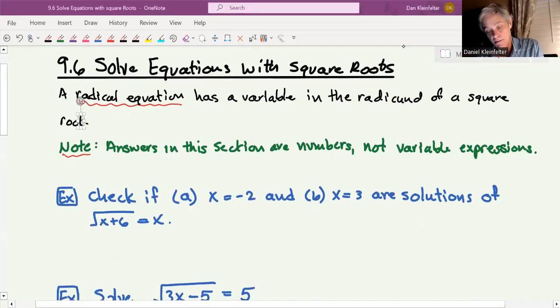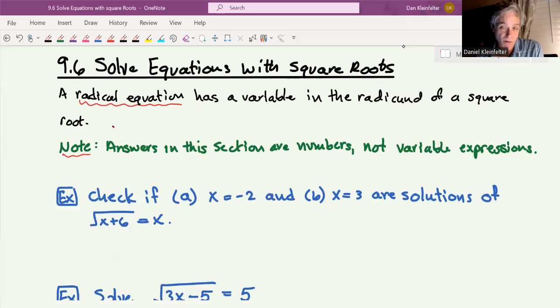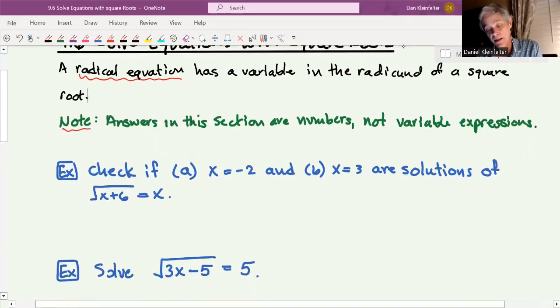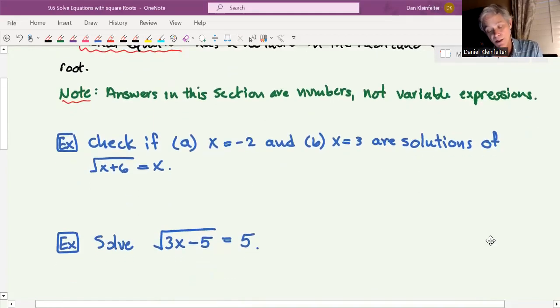Okay, so let's start. A radical equation, which is what we're working on, is an equation that has a variable in the radicand. And there are other kinds of roots, which we've mentioned before, cube roots and so on, but we don't deal with those now. Just square roots. So you could say a square root equation or radical equation. For our purposes, those two are the same. As a reminder, answers in this section are going to be numbers rather than variable expressions.